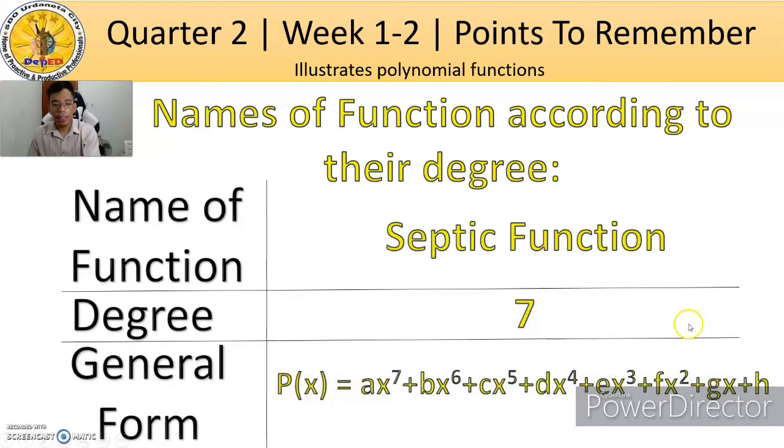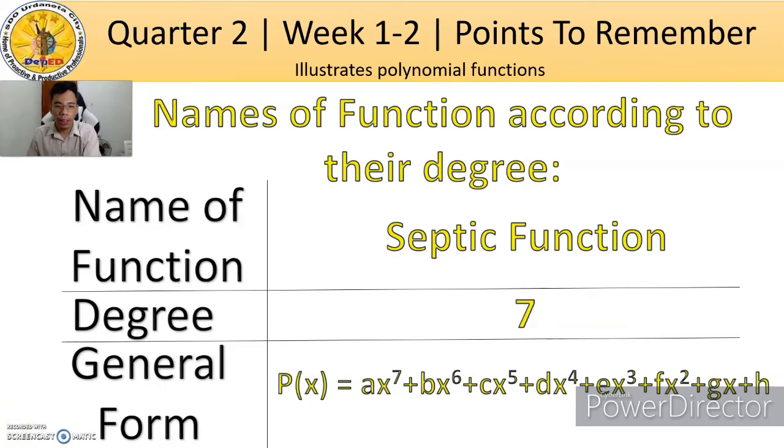And lastly, the ones that we have a name for, we have the septic function. It has degree 7 and its general form is p of x is equal to ax raised to 7 plus bx raised to 6 plus cx raised to 5 plus dx raised to 4 plus ex cubed plus fx squared plus gx plus h. How about if we have a polynomial function whose degree is greater than 7?